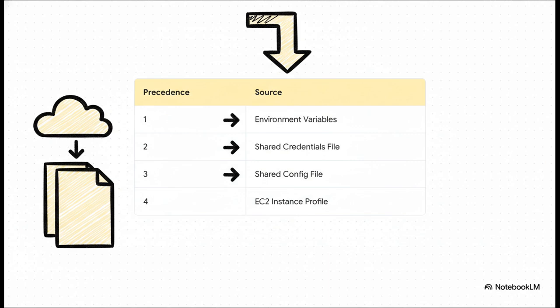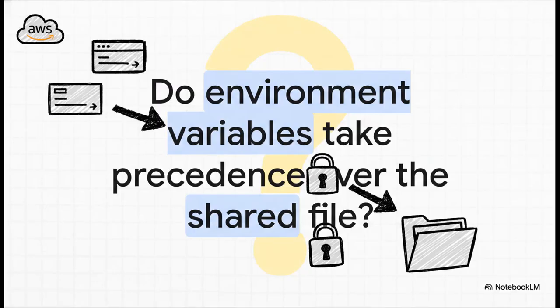So take a look at this. This is the pecking order. This is the default chain for most SDKs, and you can see it starts with the most specific thing, environment variables, and works its way down to the most general, which in this case is the EC2 role. This hierarchy is everything.